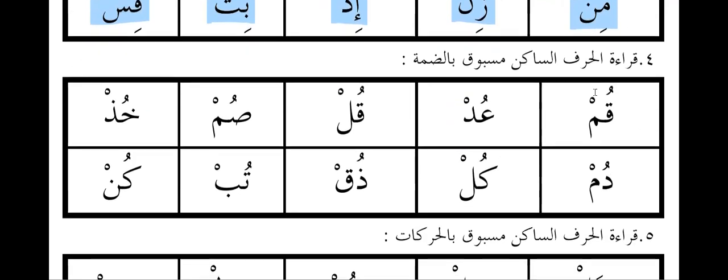So now we move on to reading the harf al-sakin, the sukoon, which has a dhamma before it. Let's read the first one. Qum, qaf and the meem. 'Ud, ain and dal.